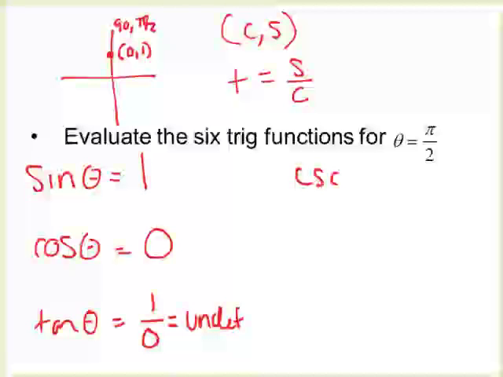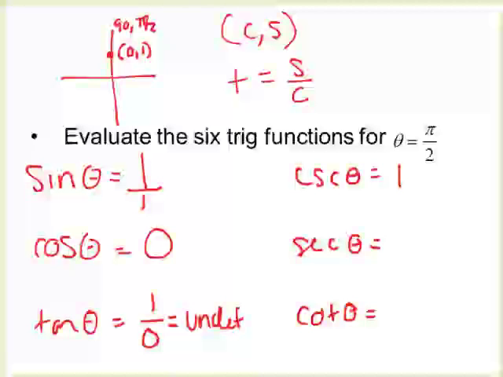The other three are cosecant, secant, and cotangent. And they are the reciprocals of the first three. So if I take that sine value of 1 and make it into a fraction, 1 over 1, what do I get when I flip it over? 1 over 1, which is 1.